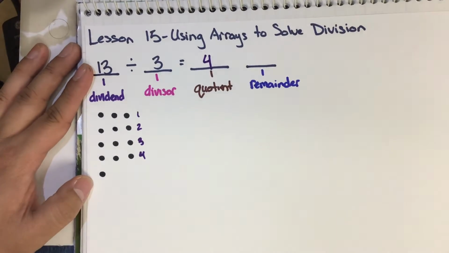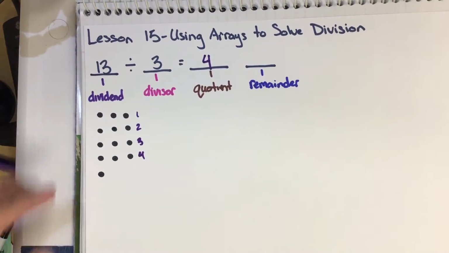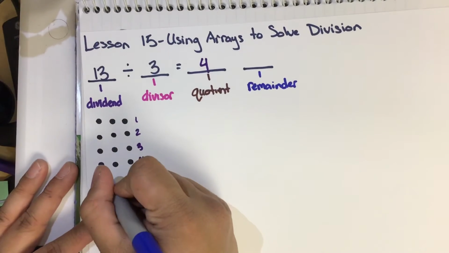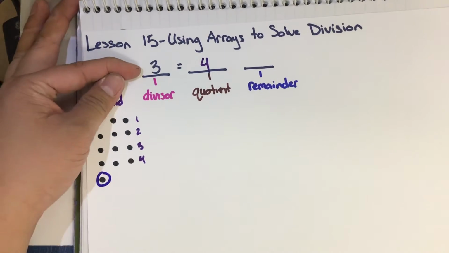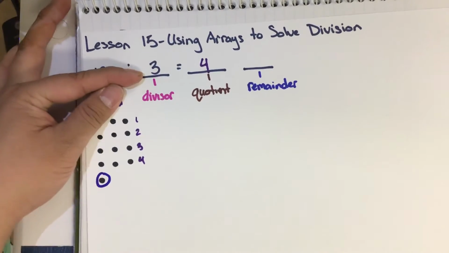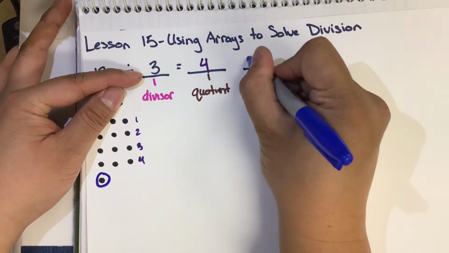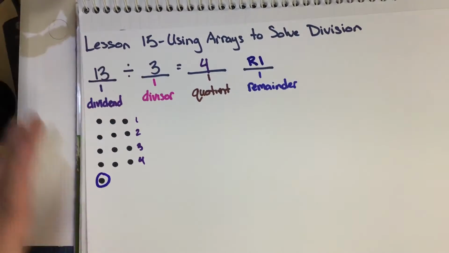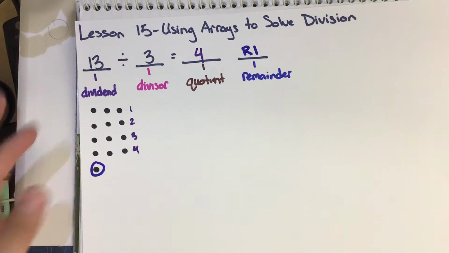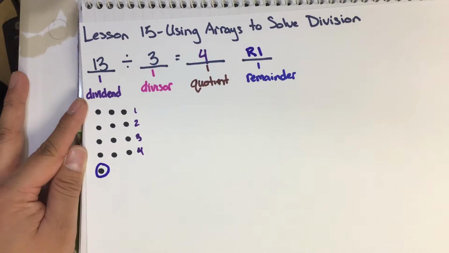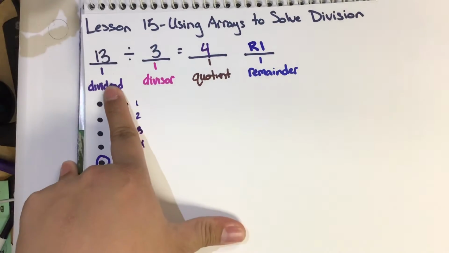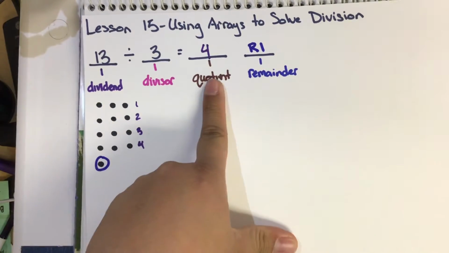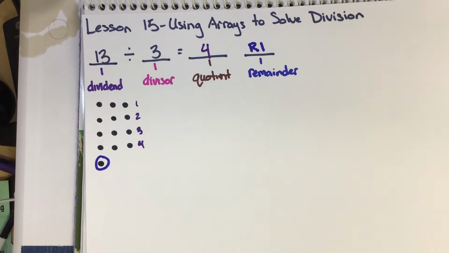And then the remainder, it's going to be how many is not in a group, which is this one right here. It's not in a group of 3. It's not in a group based on a divisor. So we know that there's a remainder of 1. Mainly because that remainder is not within a group. Now, we just solved our problem. We know that 13 divided by 3 will have a quotient of 4 and a remainder of 1.